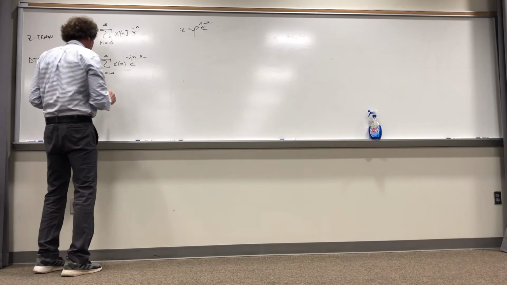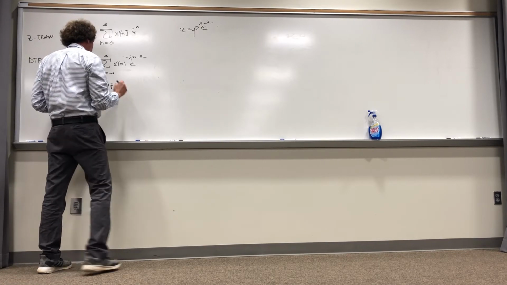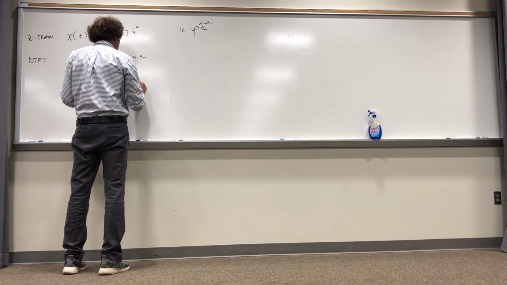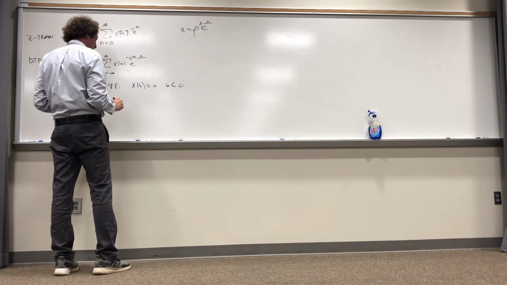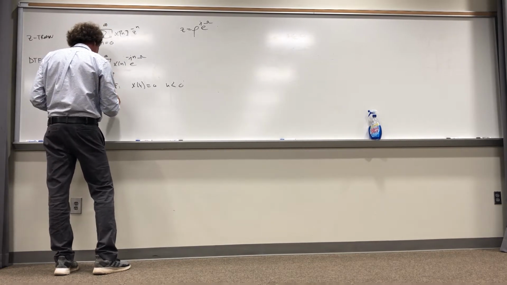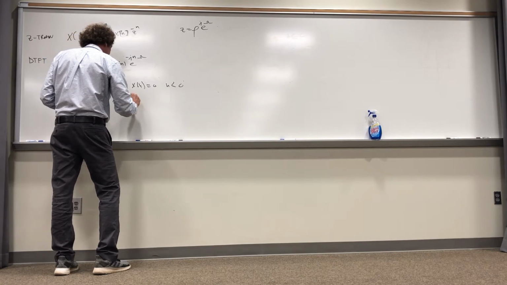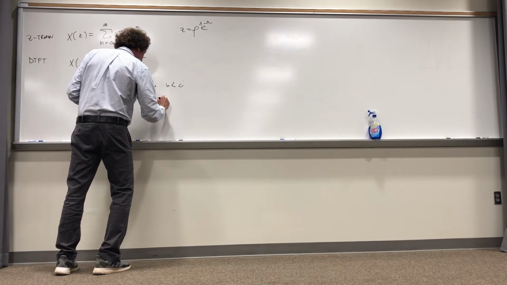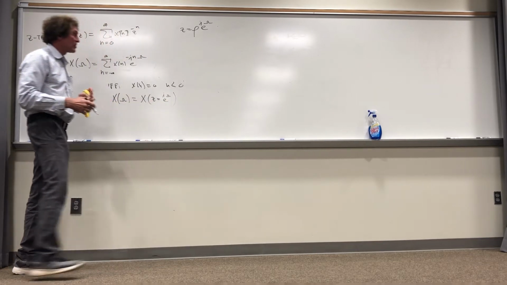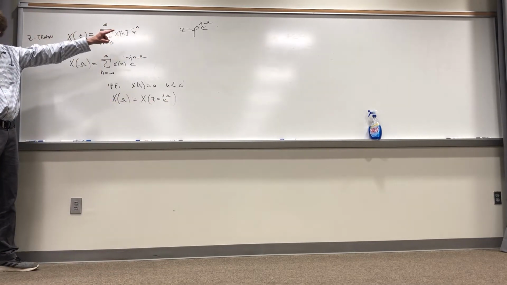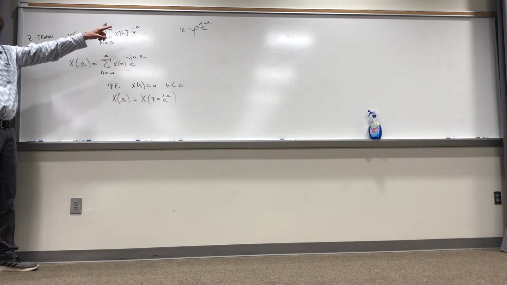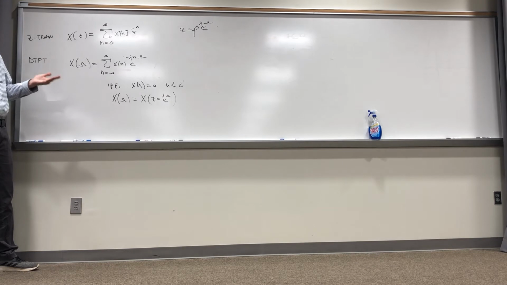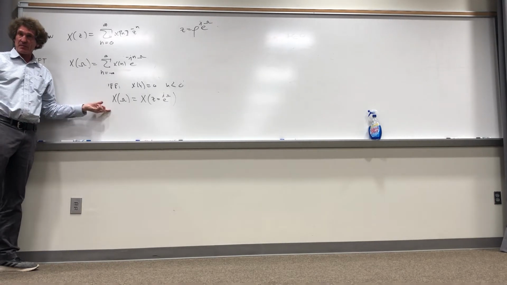Now, if and only if x of n is 0 for n less than 0, then you can say that X of omega is equal to X of z, with z being equal to e to the j omega. Now just take a look at that. If z is equal to e to the j omega, rho is 1, is it not, class? Yes. Please take a look at this. So in that case, the Z transform is the DTFT.